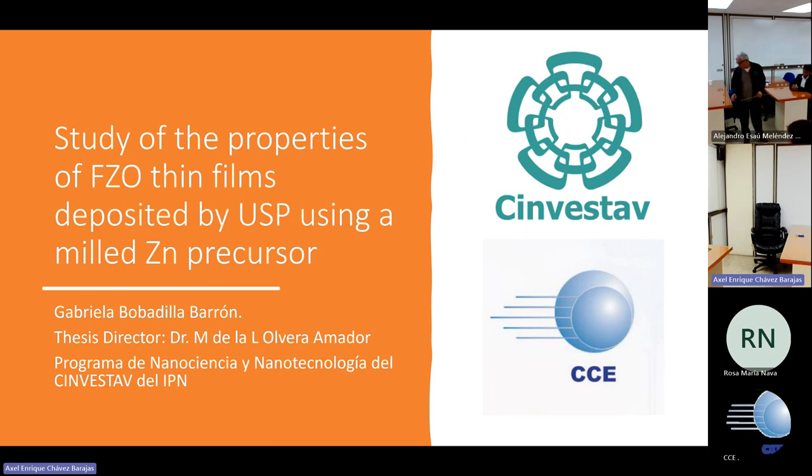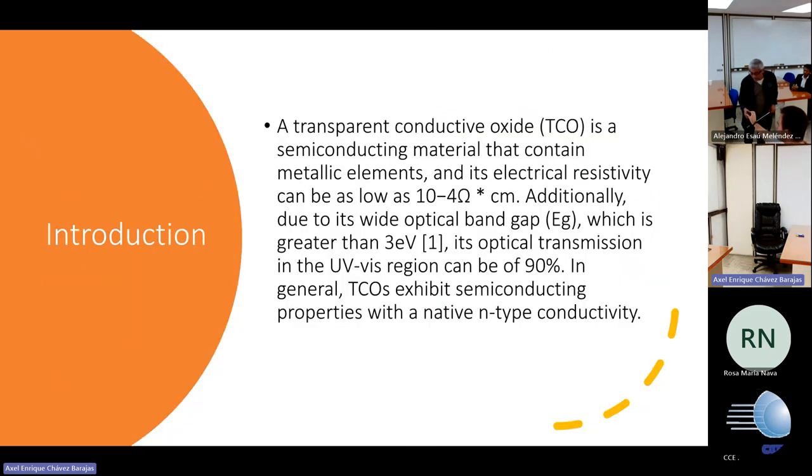Please, next. No, I think you can control. There are the arrows. You can change with the arrows. Okay, perfect.